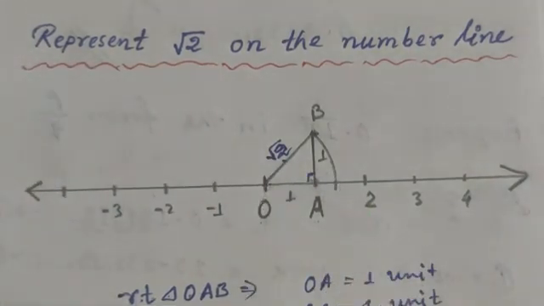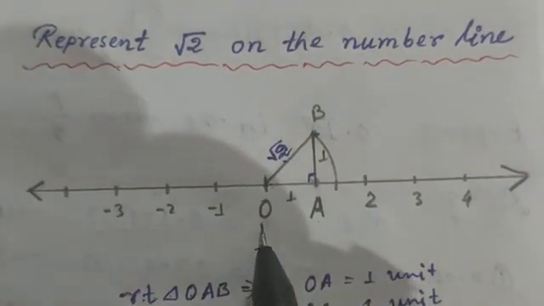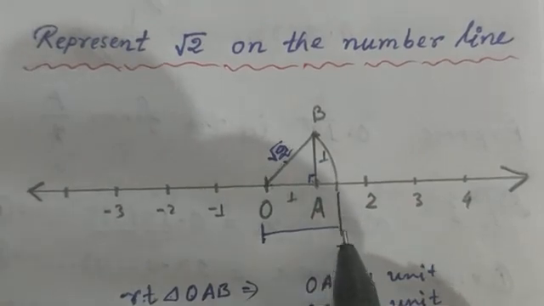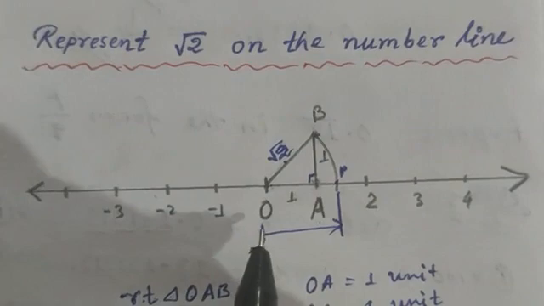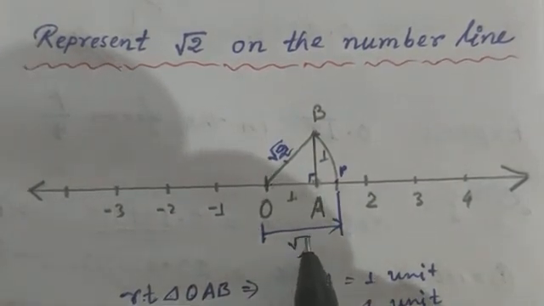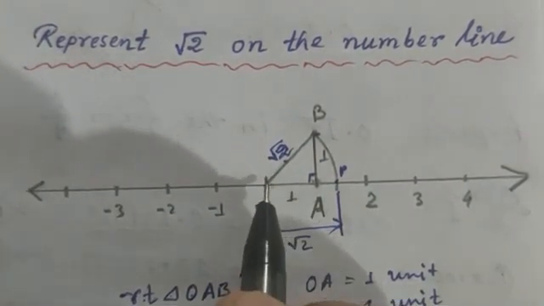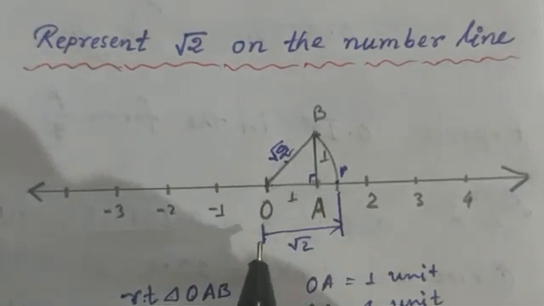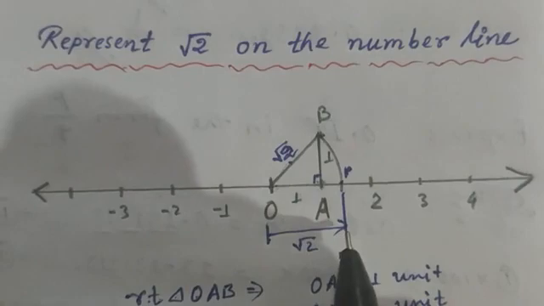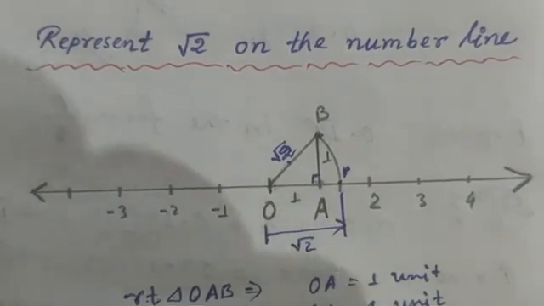That means from O to this point, say the name of this point be P, this length is equal to root over 2. And now our root over 2 length is this. It is slightly more than 1, isn't it? So root over 2. In this way, root over 2 is represented on the number line.